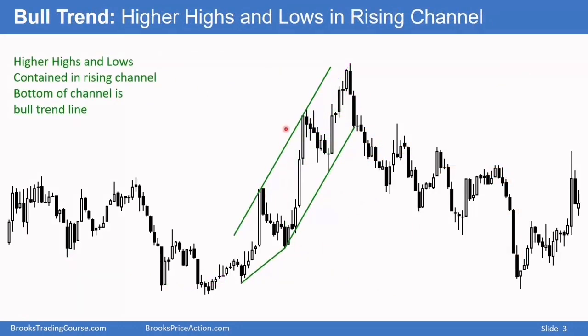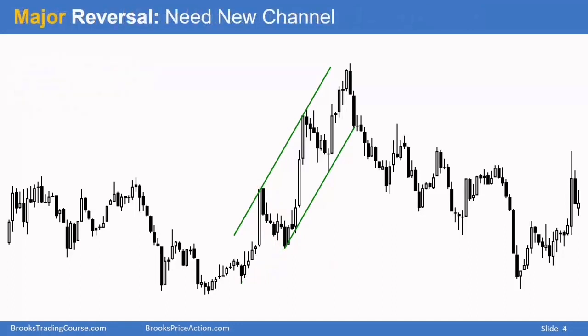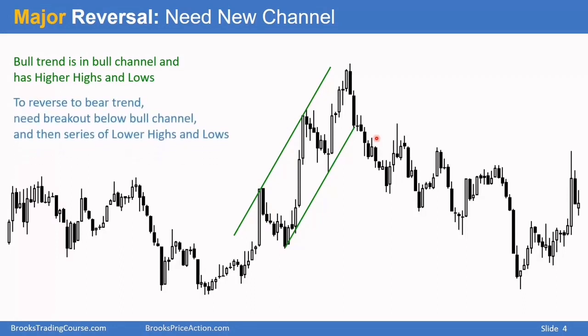We have a higher high. We have a higher low, another higher low. That's a bull trend. And whenever there's a trend and there are pullbacks, you can always construct a channel. Bull trend, it's going up, has higher highs, higher lows. You can always make a channel.